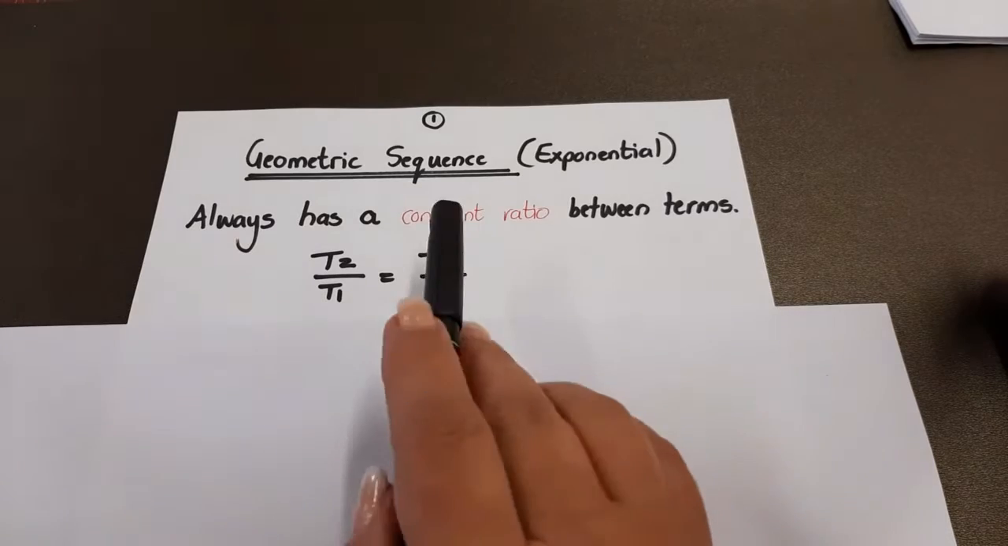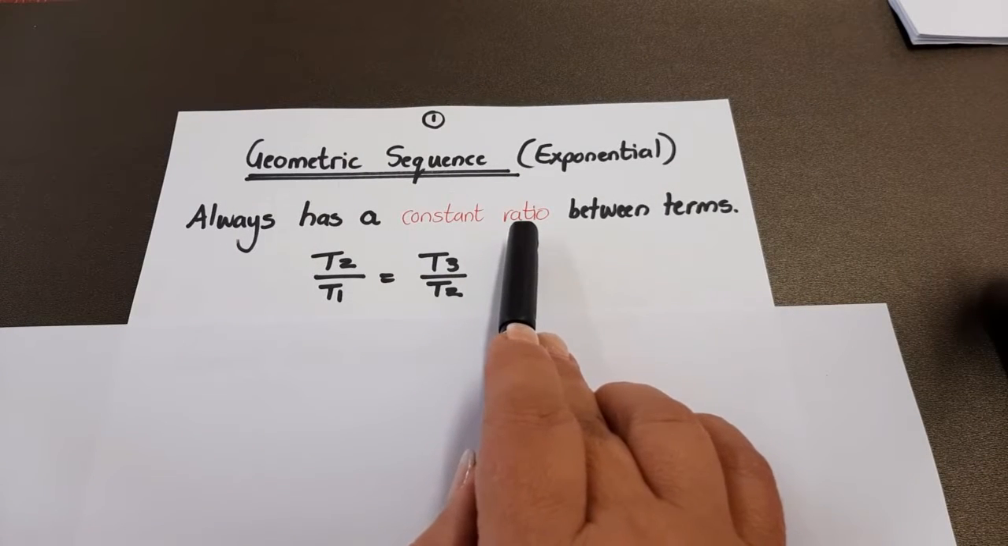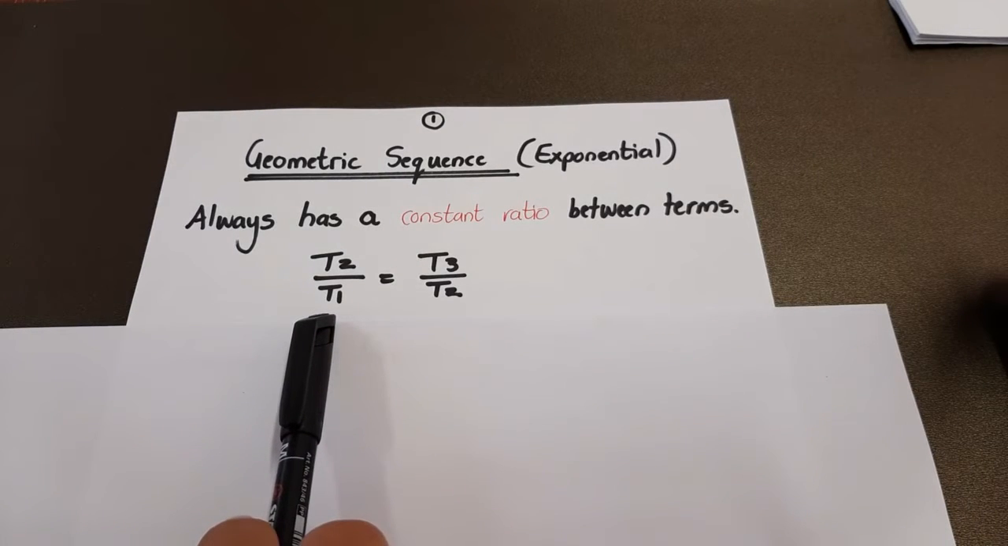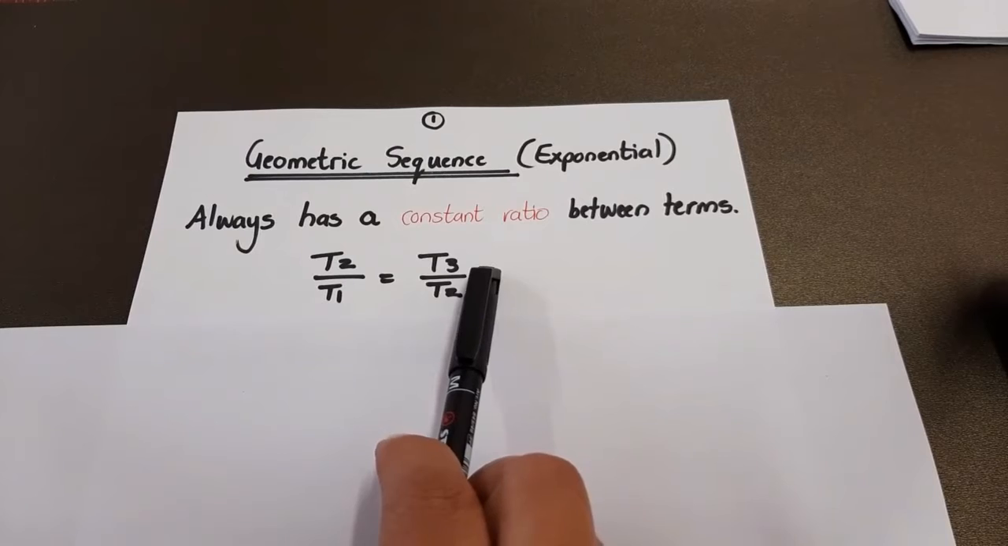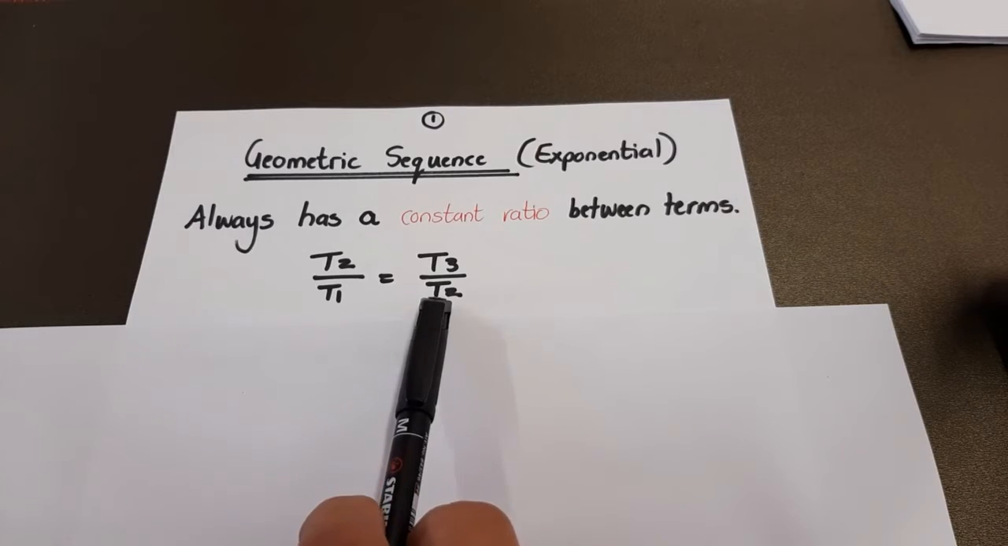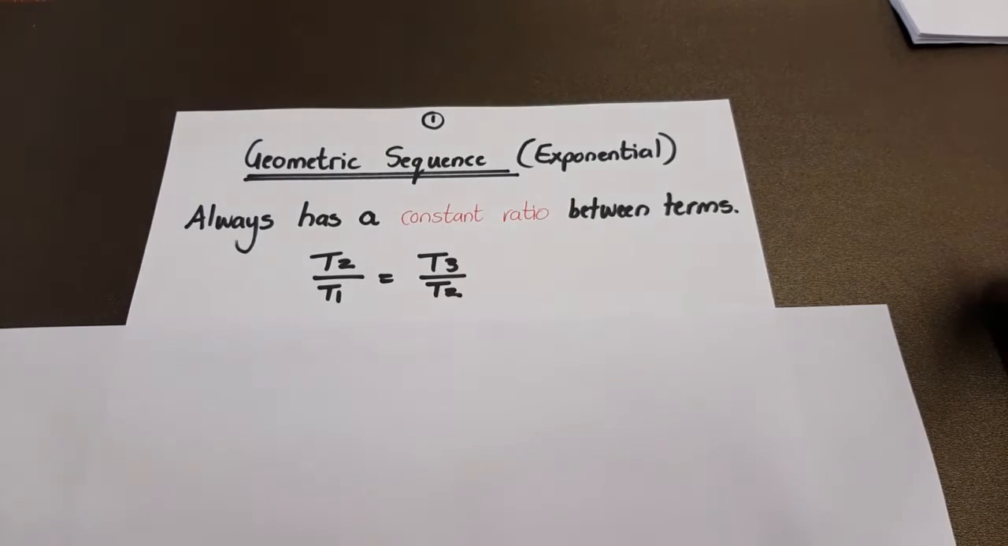Hello everybody. Our third sequence is the geometric sequence, and you also heard about it as the exponential sequence. Now what distinguishes the geometric sequence from any other sequence is that it has a constant ratio. Ratio means you divide something. So we divide term 2 by term 1 and term 3 by term 2, and you get the same answer. That means it's a constant ratio.